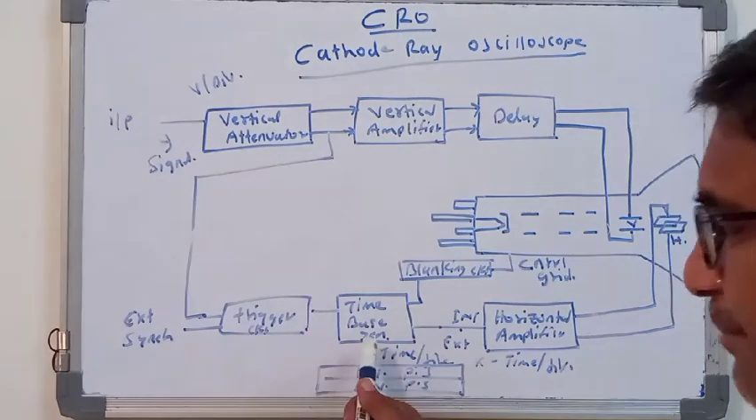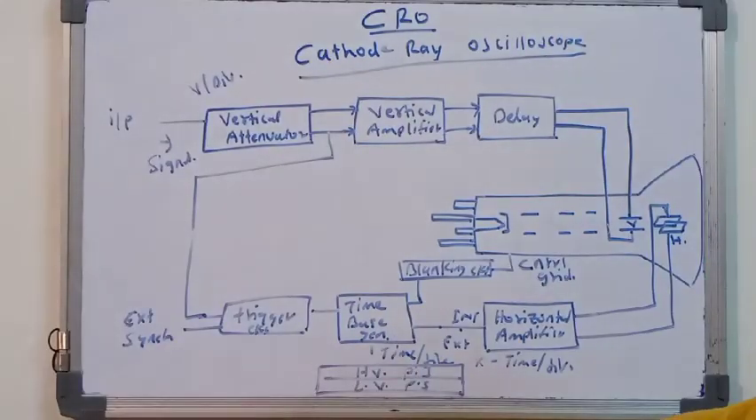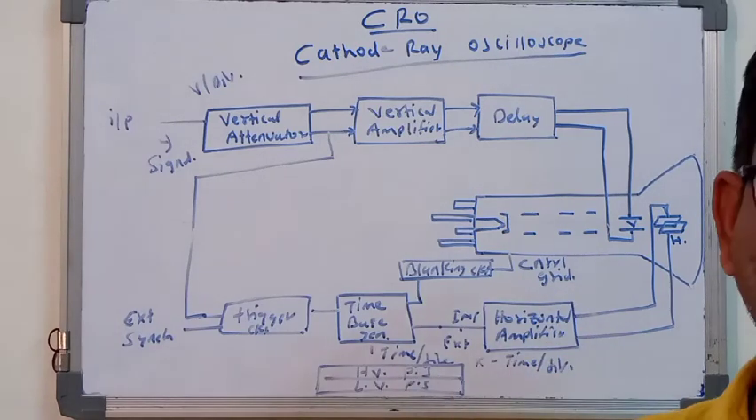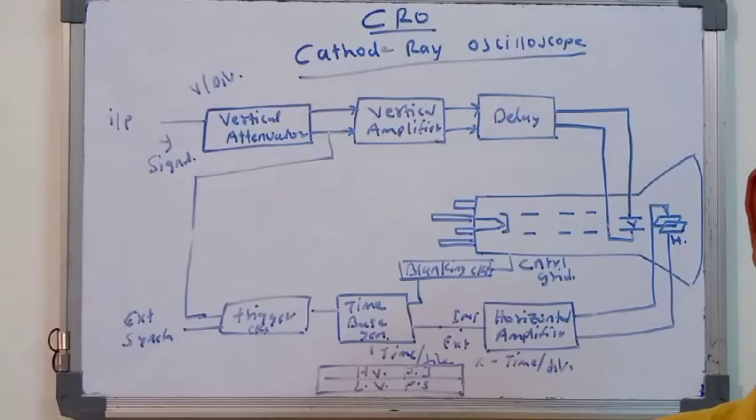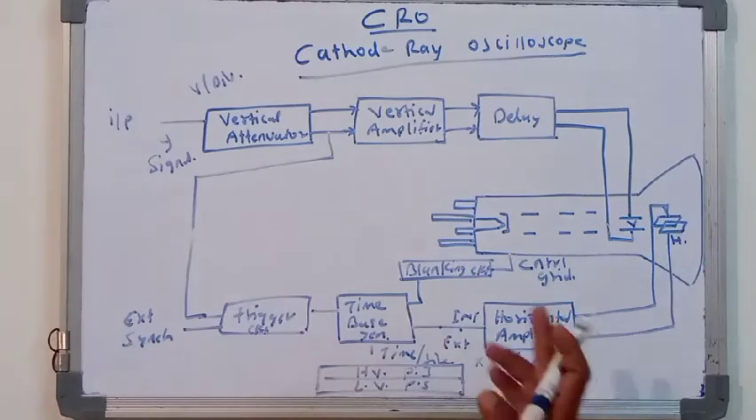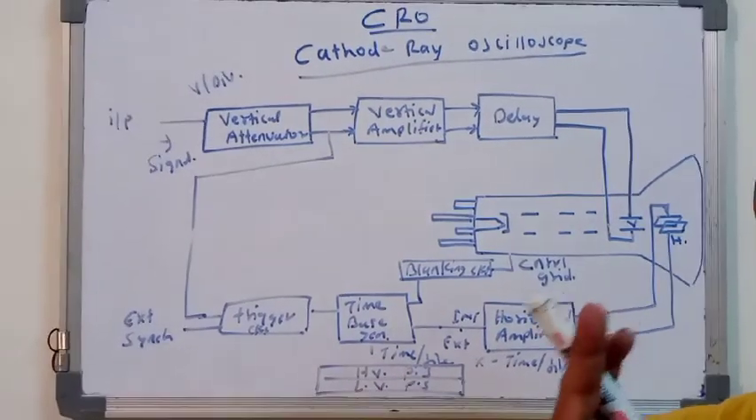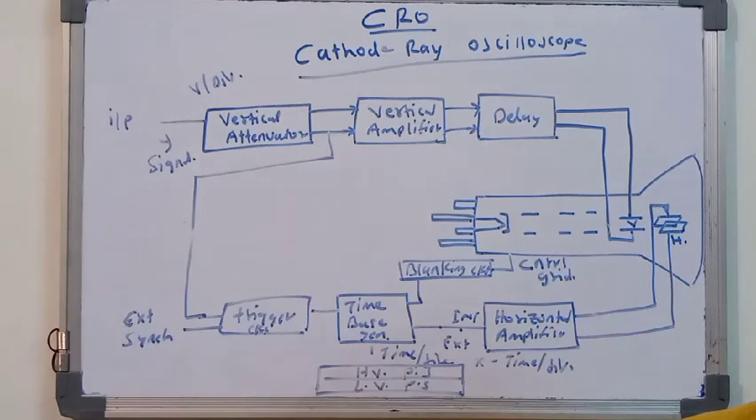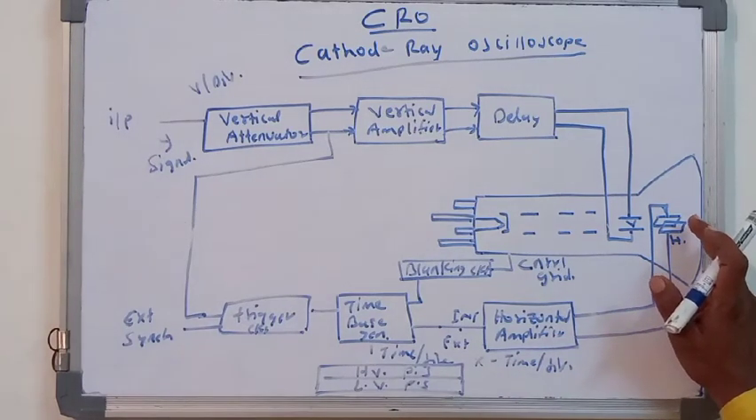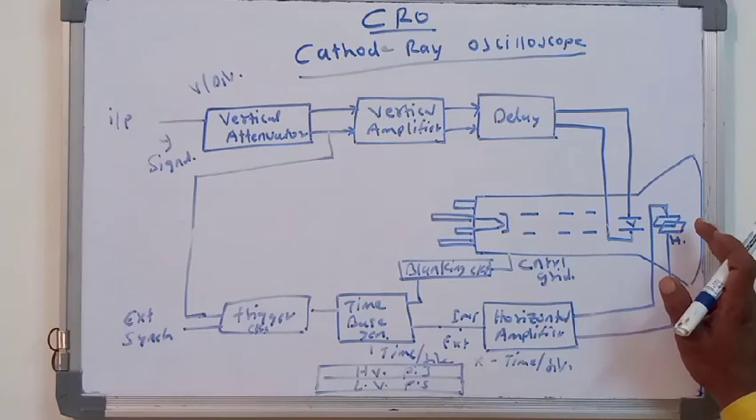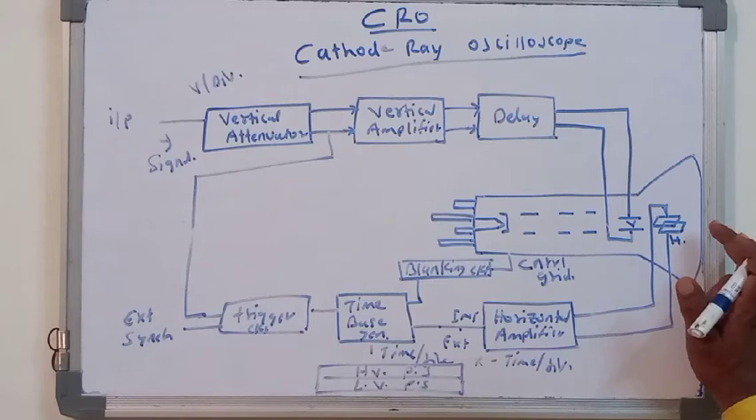It is related to the time base, and in this time base we measure the time per division value, which is adjusted by particular keys. Due to that, we are able to measure the x-axis, the time per division. That means we measure the horizontal value, so the horizontal amplifier comes into existence. This horizontal amplifier is attached to the horizontal deflection plate, and we measure the x-axis, which is the time per division value.